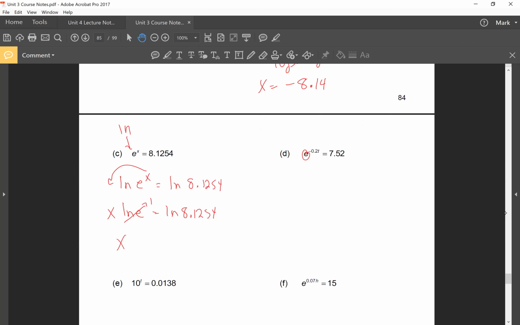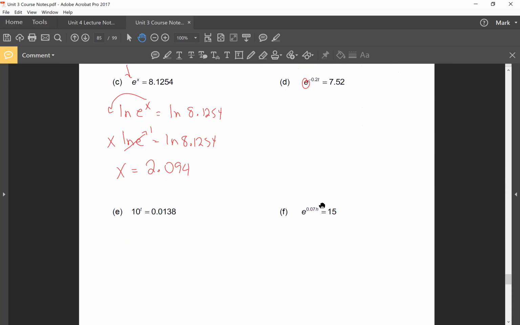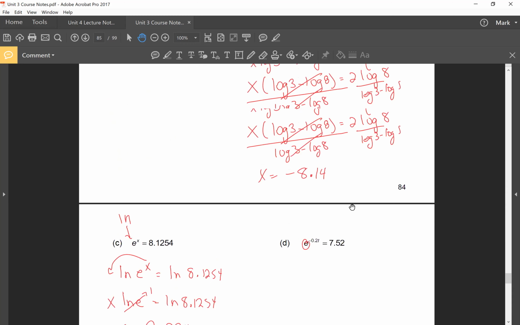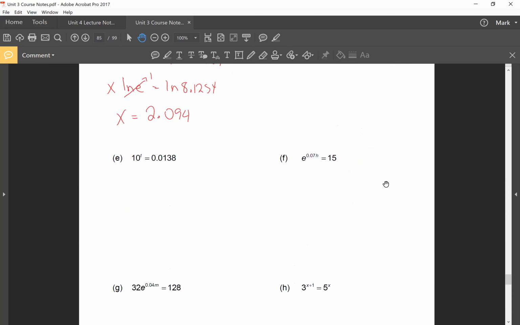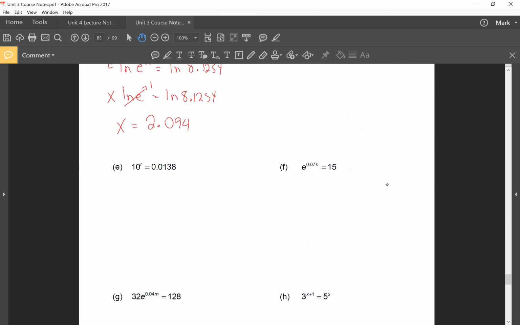I just need to put this in on my calculator. I'm going to press ln of 8.1254, and I get my answer, 2.094. All right, cool. Let's do one more, and then that's it. Because again, I feel bad because B was such a challenging one. They're really normally not that bad. Like look at E. Well, I want to solve for T, so I'm going to take the logarithm of both sides.